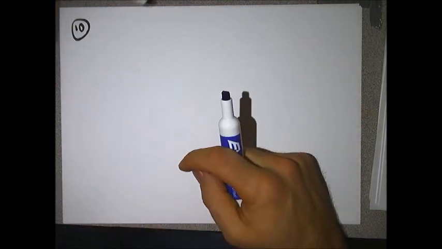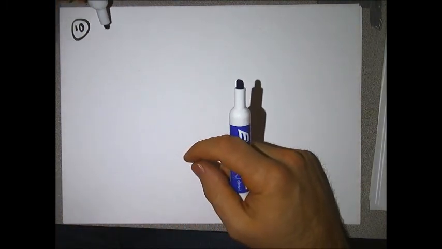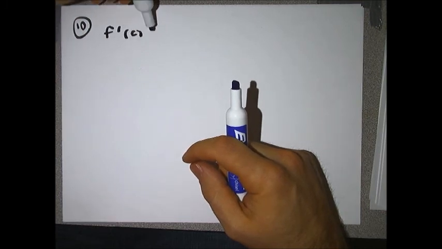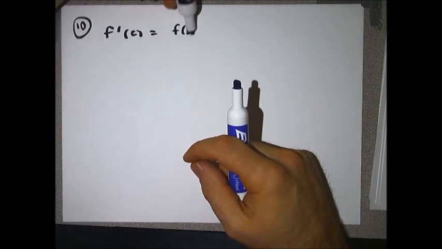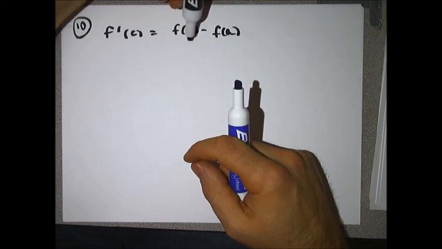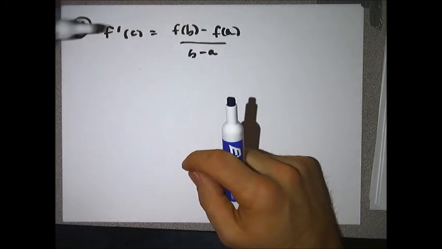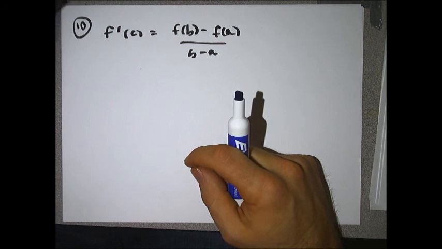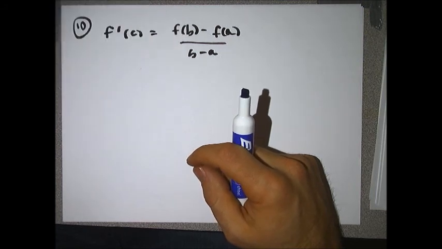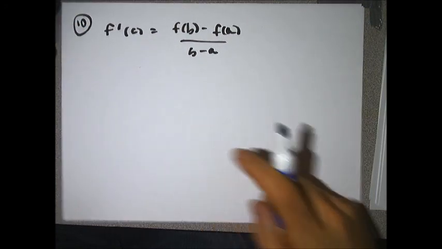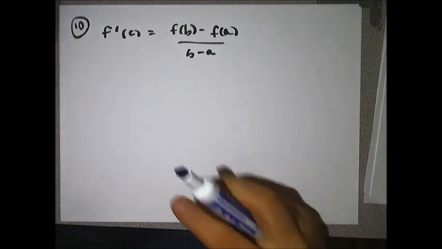Number 10 is a mean value theorem question. So before we get into the problem, the mean value theorem is f prime of c is equal to f of b minus f of a over b minus a. And again, this is saying that the slope of the tangent line will be equal to the slope of the secant line.